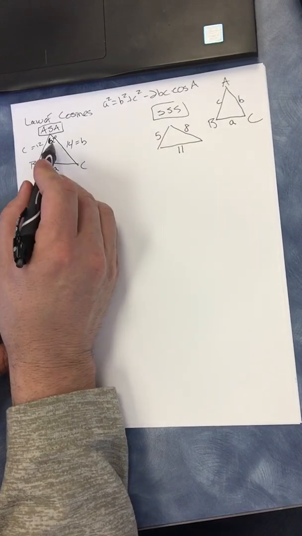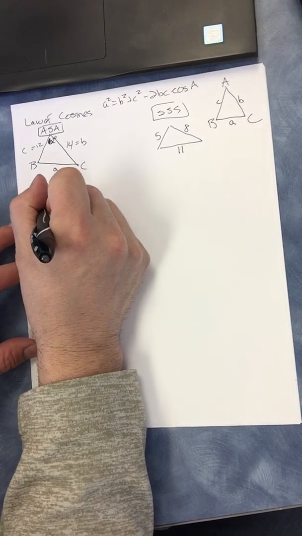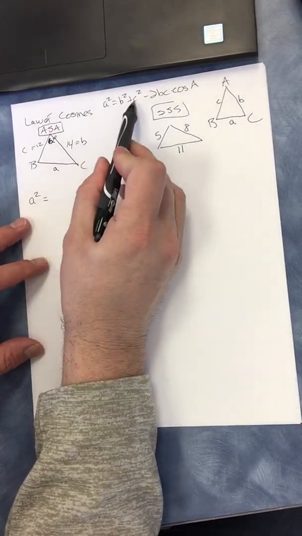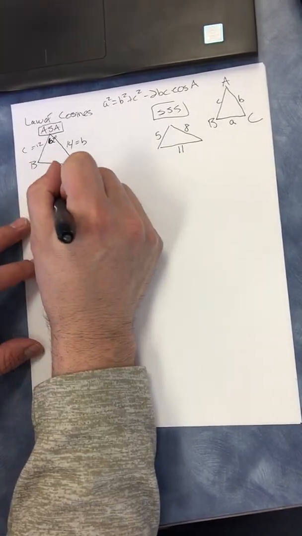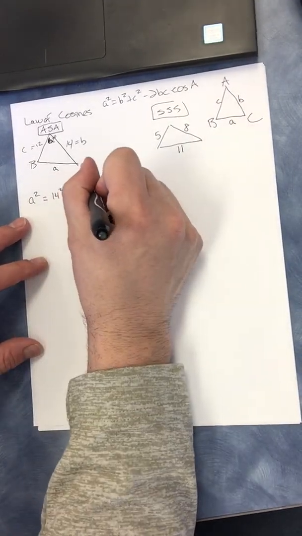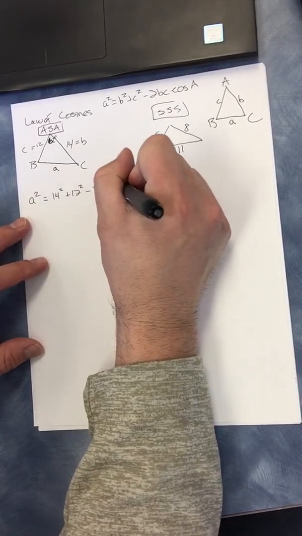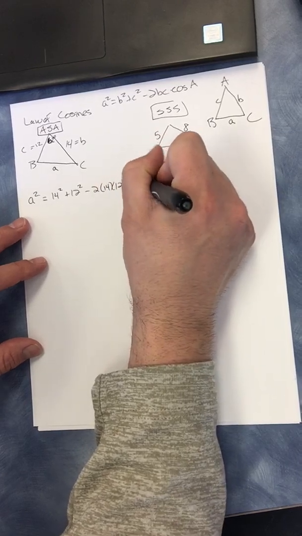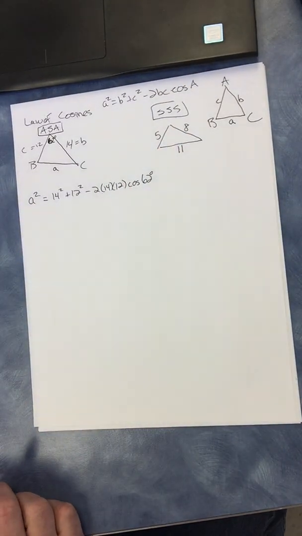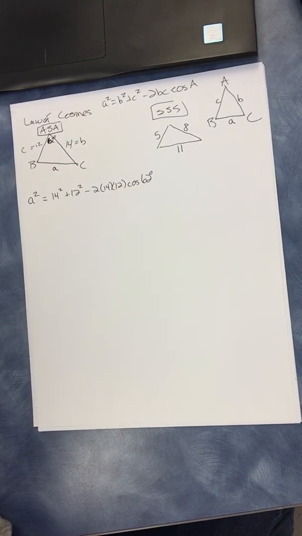So look, it's going to go the side across from this angle by itself being squared, and that's the thing I'm about to solve for, is equal to the other two sides squared, so 14 squared plus 12 squared, okay, and then minus 2, there's always a 2 in this equation, times those other two sides again, 14 and 12, times the cosine of 62 degrees. Okay, there's your setup. A squared is equal to b squared plus c squared minus 2bc times the cosine of angle A, that's the 62 degrees.